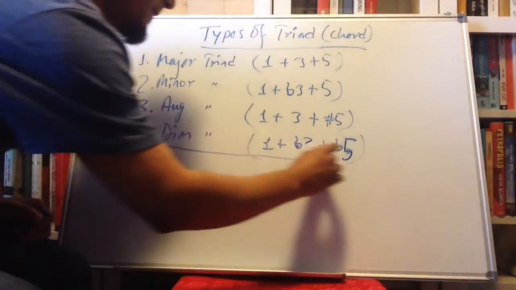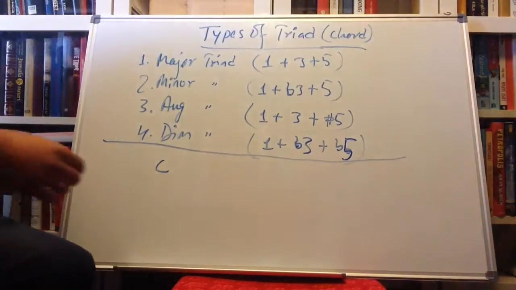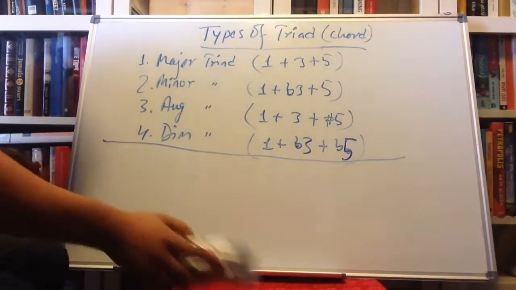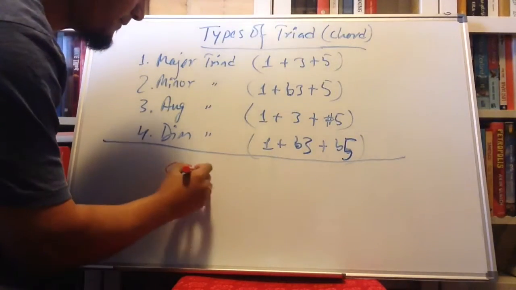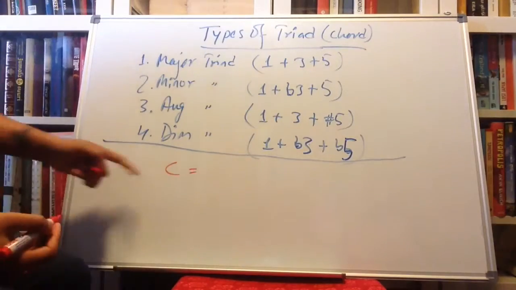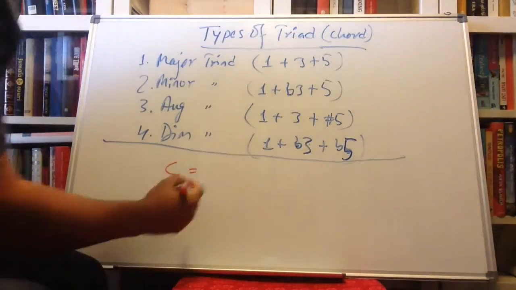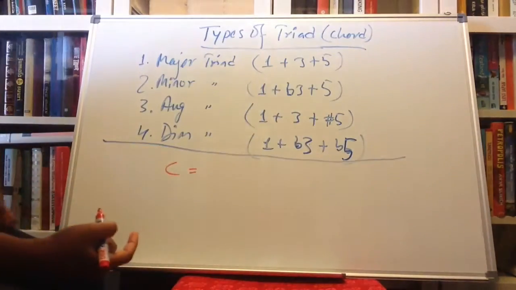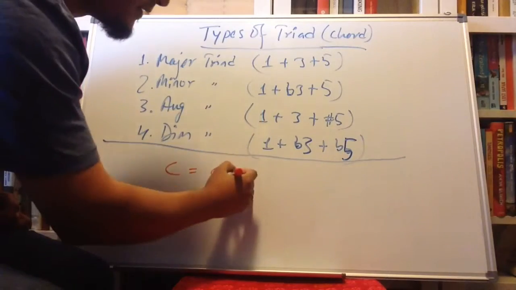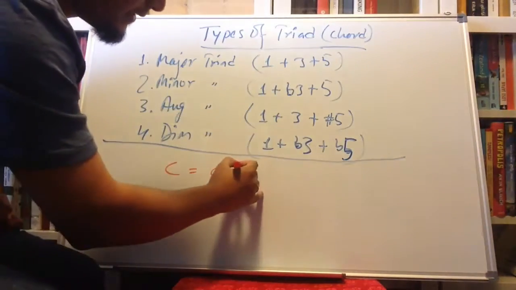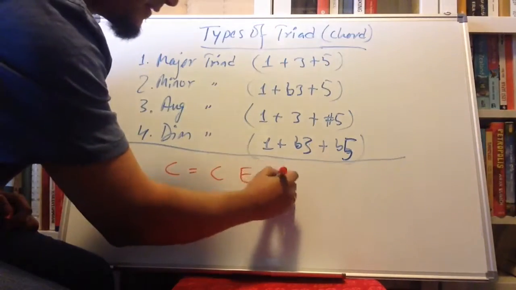Now we have to figure out the C major triad. So what would be the C major triad? For the C major triad, of course, the formula is 1, 3, 5. So now you should know what is the third of C. The first would be C, of course. The third would be E. And the fifth would be G.